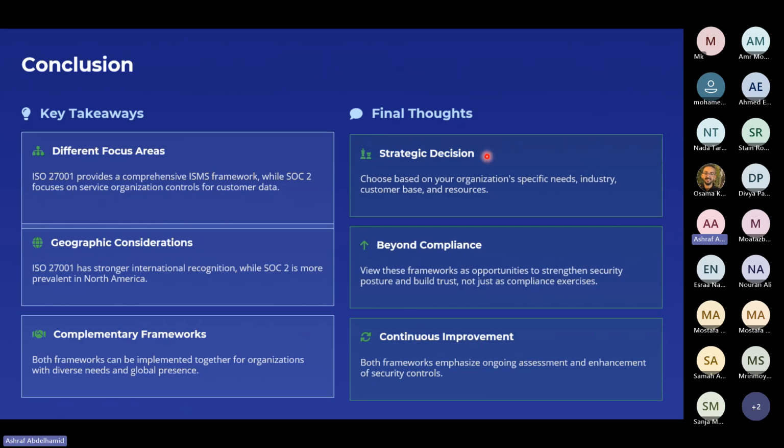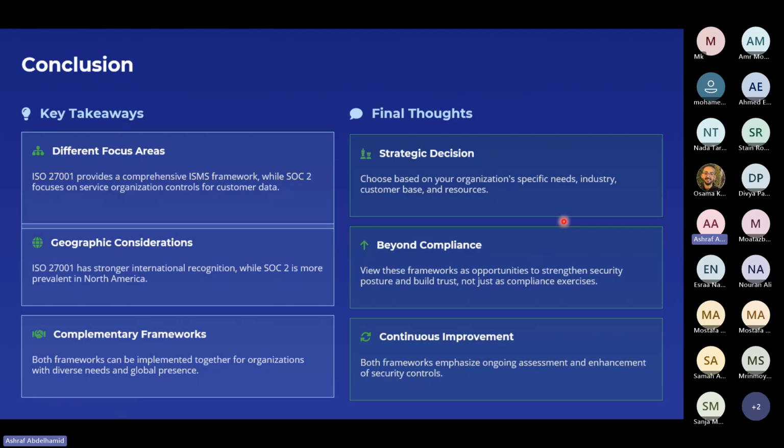So how to choose? This is based on the organization. For an organization providing services to customers, SOC 2 will give them more trust. For a multinational organization that would like to be globally recognized, ISO 27001 can meet that focus.